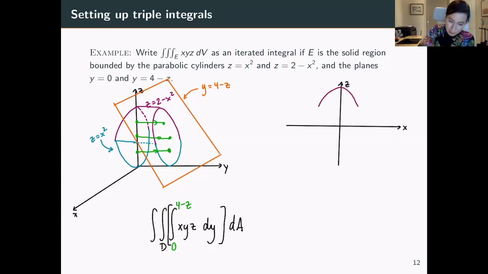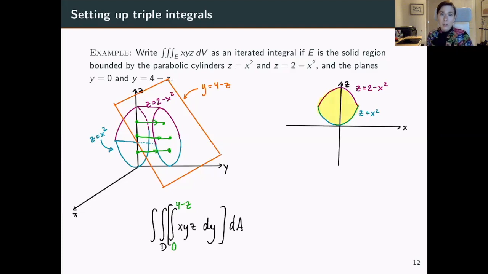And then at the bottom, I have the parabola of z equal to x squared. So we have z equals x squared, and we have our top of z equal to 2 minus x squared. This is the region that I am trying to integrate over. So here's the region that we have to figure out the bounds for.